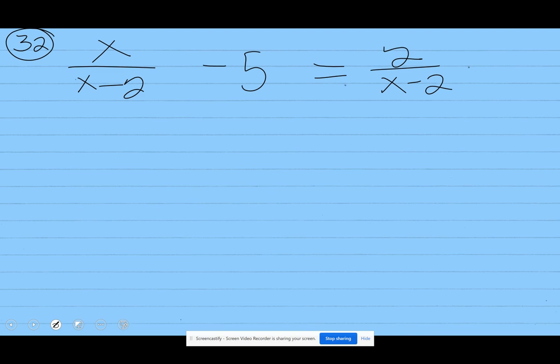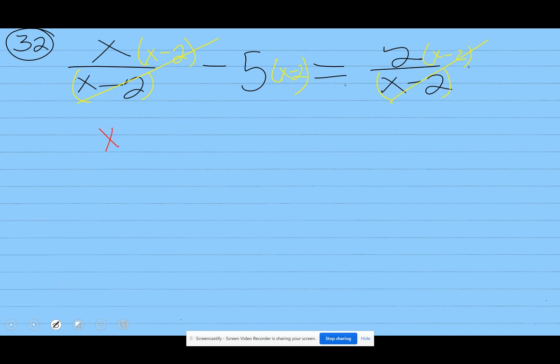32. There's 32. Here we go. We're going to force cancel. My denominators are x minus 2. I'm going to force cancel. If I put an x minus 2 right there, it's going to force cancel. I also have to do it here. Does not cancel. Put it here. It cancels. So now what do I have?